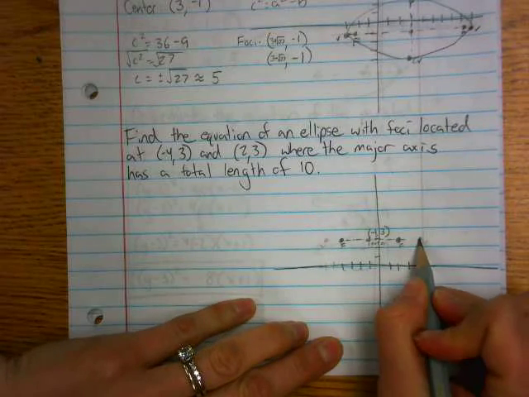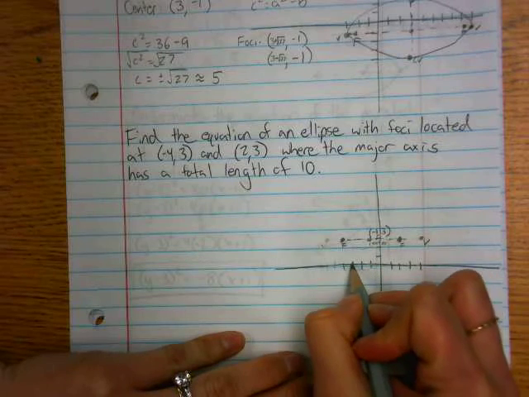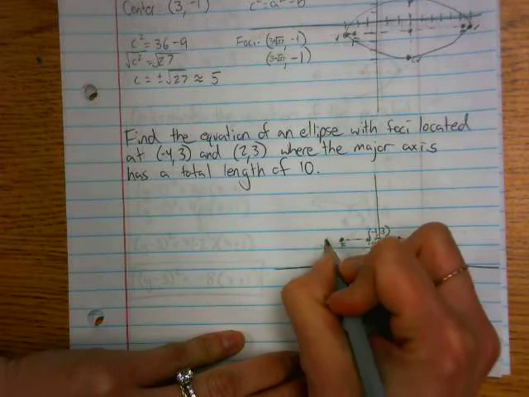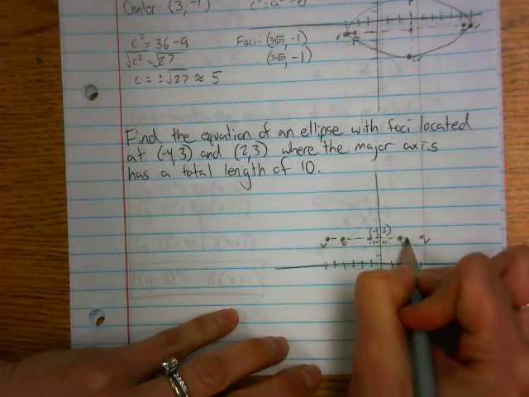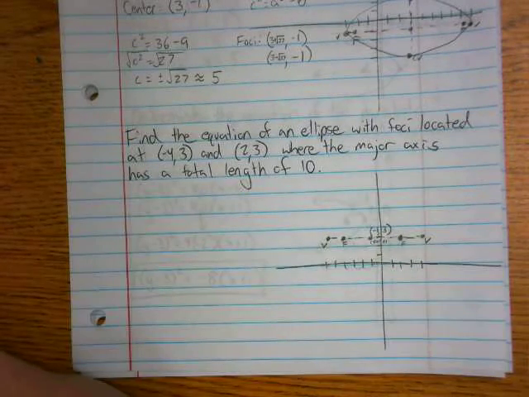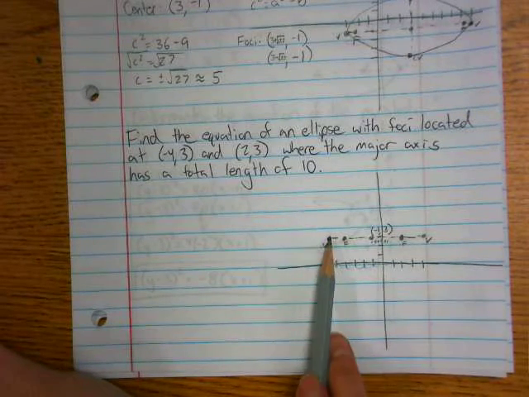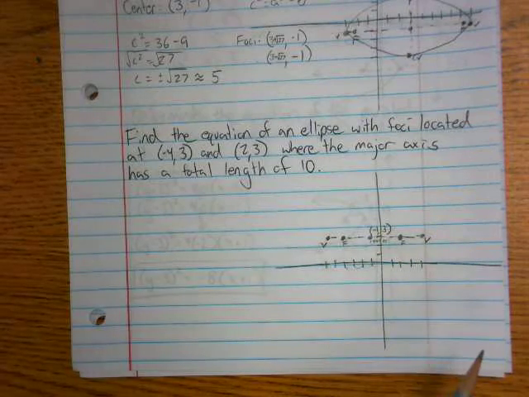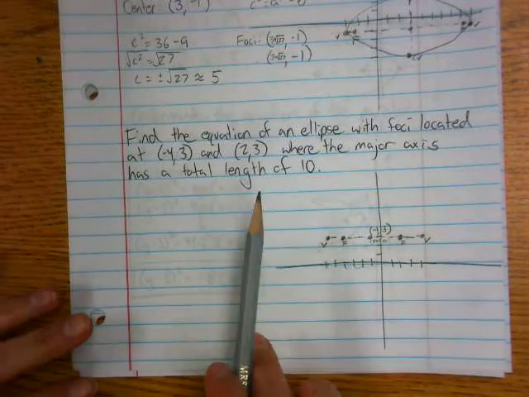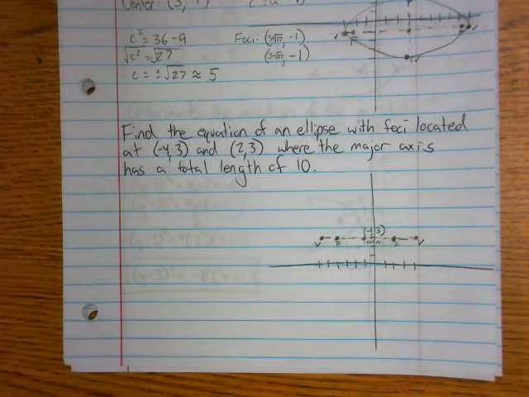We just need to go 2 more out from the foci. And 1, 2 more out here. This would be our other vertex right there. So this would give us our complete major axis right here, from -6 all the way to +4, which would be a total length of 10. Great, so we've taken all the information from what they gave us and drew it in a picture.